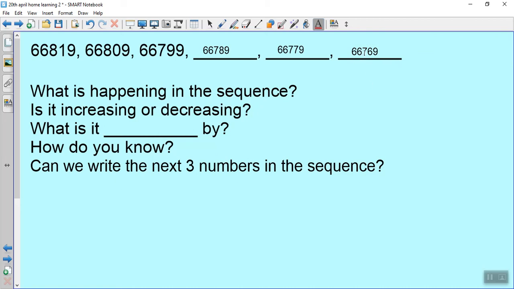So 66,769, add one more 10. 66,779, add one more 10. 66,789, add one more 10. 66,799. 66,800, because 79 tens, add one more 10 makes 80 tens, and your 9 ones. Then I've got 81 tens. So I've got 81 tens, 80 tens, 79 tens, 78 tens, 77 tens, 76 tens. It's going down by 10 every time, decreasing by 10.